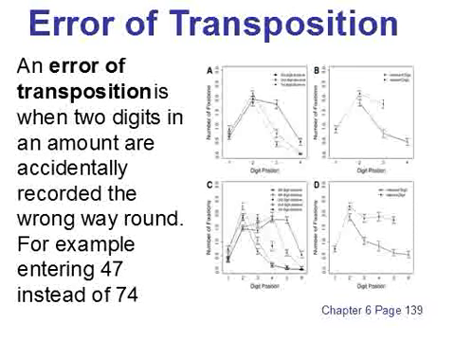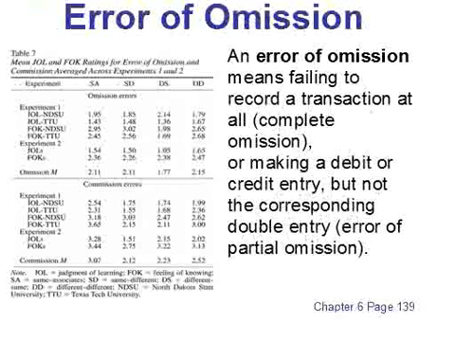An error of transposition. An error of transposition is when two digits in an amount are accidentally recorded the wrong way round. For example, entering 47 instead of 74. Error of omission. An error of omission means failing to record a transaction at all, complete omission, or making a debit or credit entry, but not the corresponding double entry, error of partial omission.